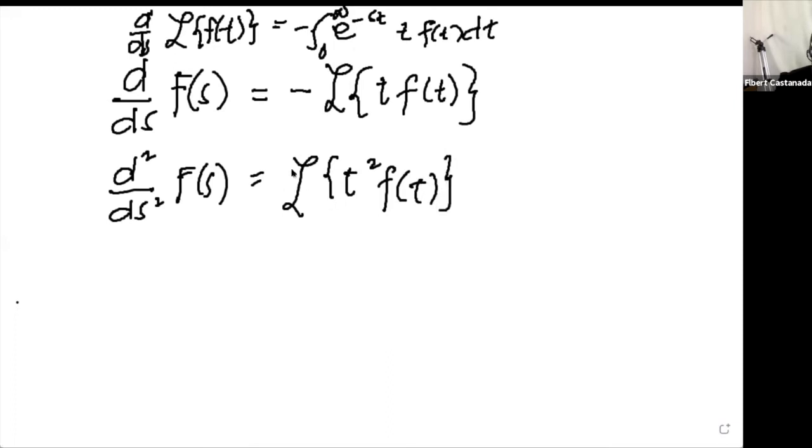What I did here, I did not put in the differentiation anymore since I have done the differentiating and introduced the negative t. Now, for the third time, differentiate it again.